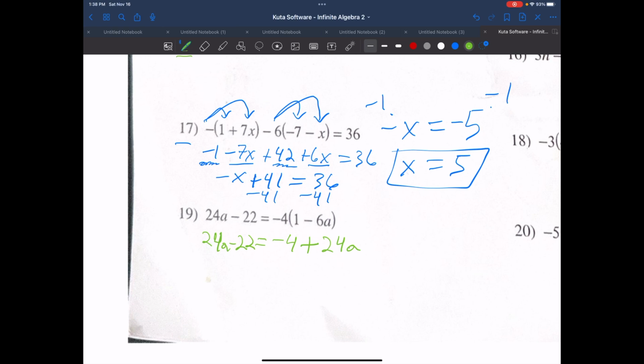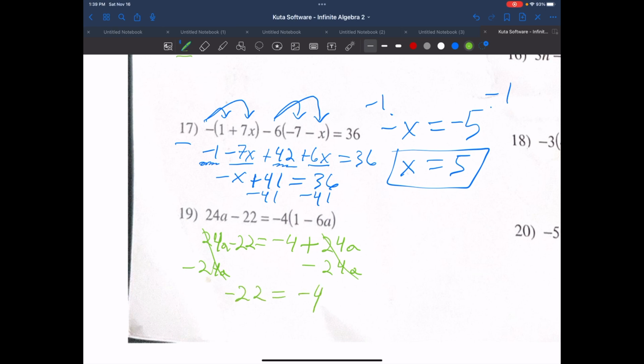So, uh-oh. Is that right? Well, it looks right. Yeah, this is a weird one. So, in this case, I'm going to subtract 24a from both sides. So, minus 24a, minus 24a. So, the 24a and the 24a will cancel on both sides here. I'll end up with -22 is equal to -4.